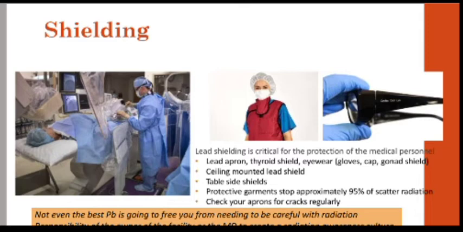Shielding. Lead shielding is critical for protection of medical personnel. Lead aprons, thyroid shield, eye wear, gloves, cap, gonadal shield, ceiling mounted lead shield, tube side shields. Protective garments stop approximately 95% of scatter radiation.